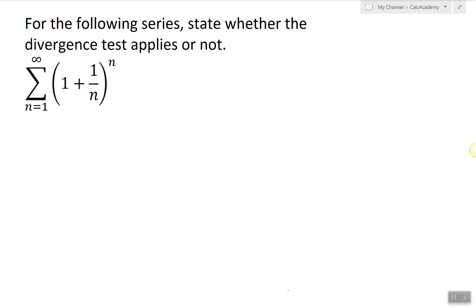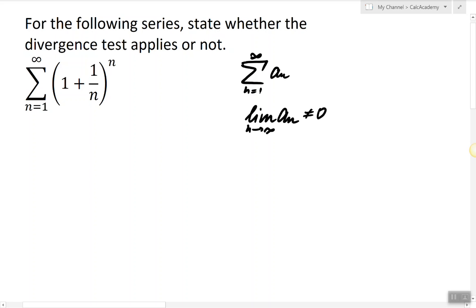In this video, I will show how to perform a divergence test on a series. First of all, let me remind you what the divergence test is. When you have a series and the limit of the general term as n goes to infinity is not equal to 0, we conclude that the series diverges.